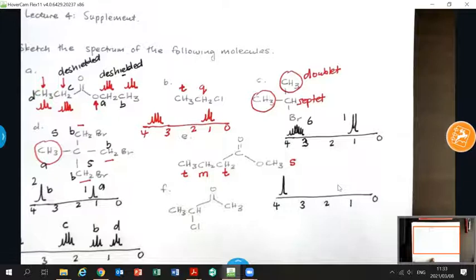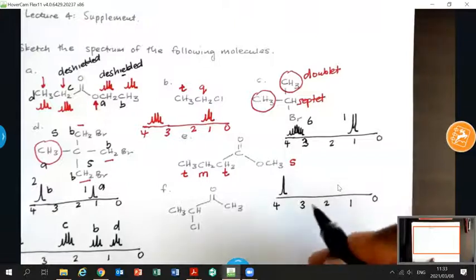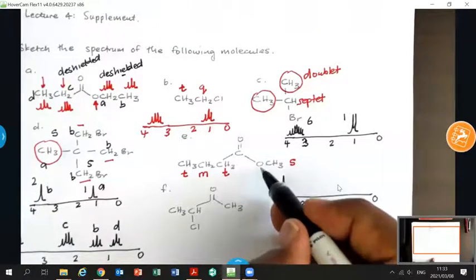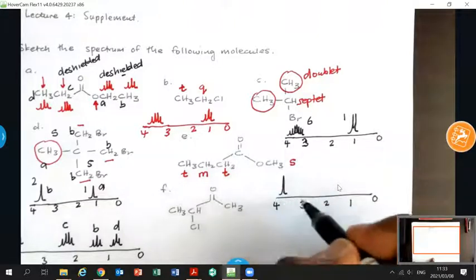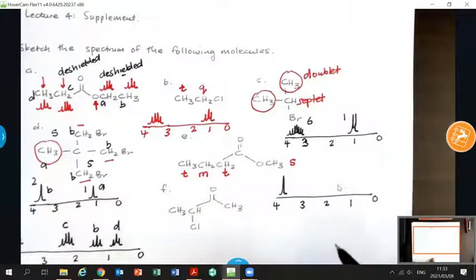If you're wondering how I'm just getting these values between 3 and 4, between 1 and 2, I discussed the table with you when I discussed the electronegativities and shielding and de-shielding. So you'll get some idea when you look at your tables in your textbook. You'll see where those values are. But generally, electronegative atoms like oxygen, chlorine, bromine shift the signal to somewhere between 3 and 4. So I'll accept anything between 3 and 4 is fine, all right?